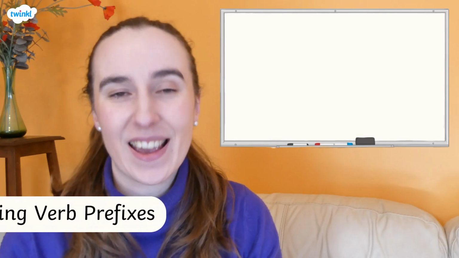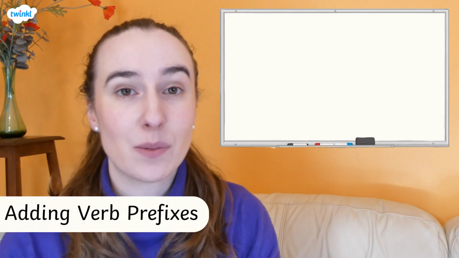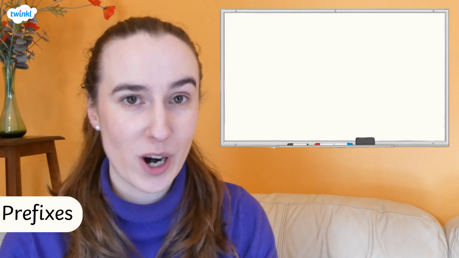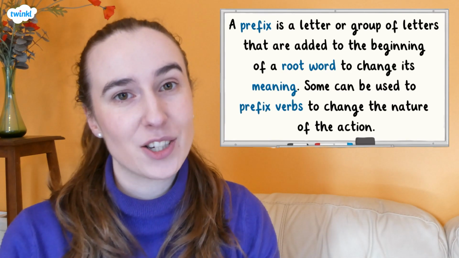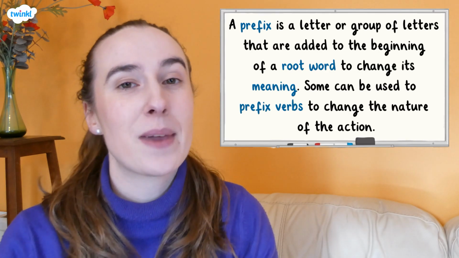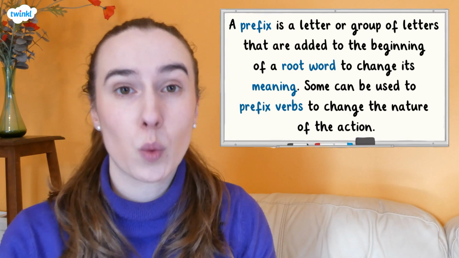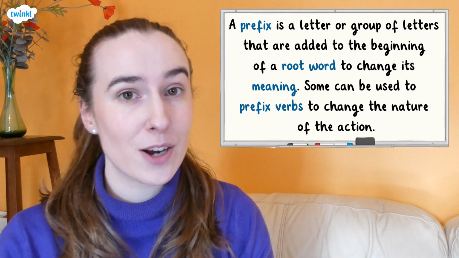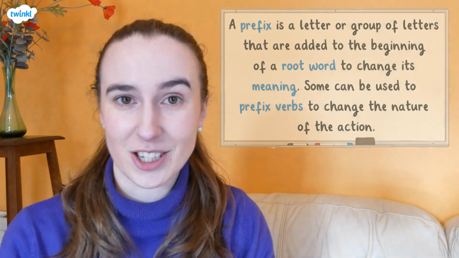Hi there! In this video we will be looking at adding prefixes to verbs and how they can change the meaning of the root word. A prefix is a letter or a group of letters that can be added to the beginning of a root word to change its meaning. Some can be used to prefix verbs to change the nature of the action.